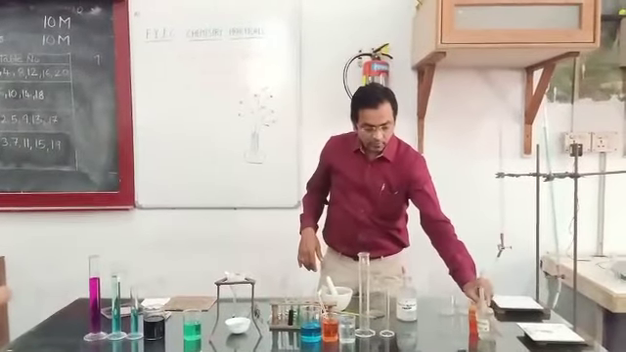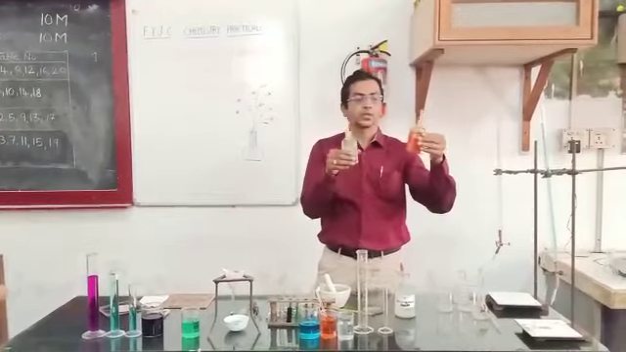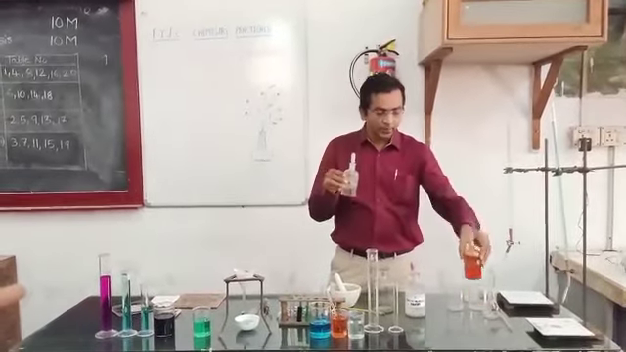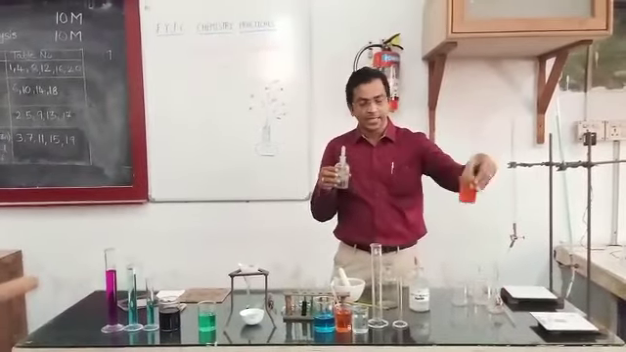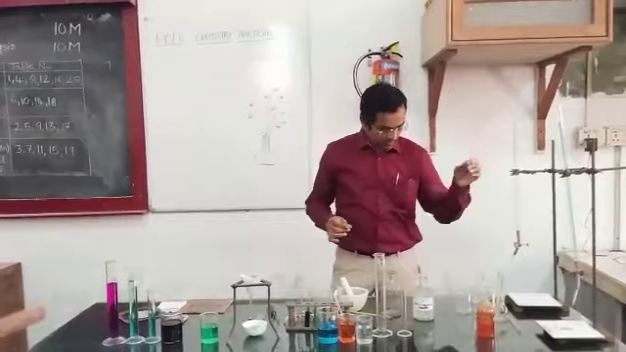Then I have these, the indicators we use in volumetric experiments to check the endpoint of the reaction. I have this methyl orange. This is phenolphthalein. Okay.